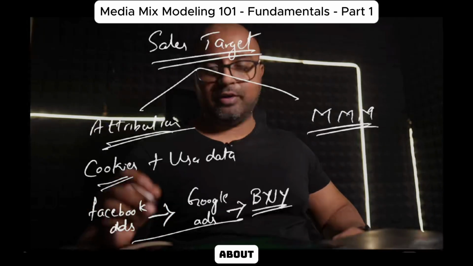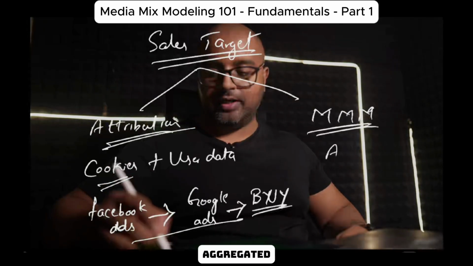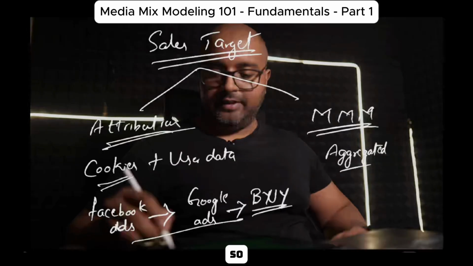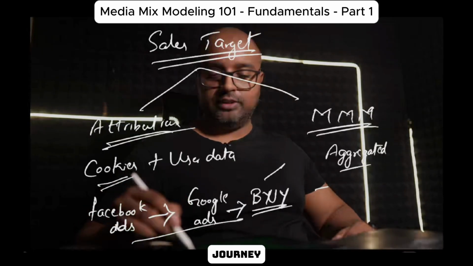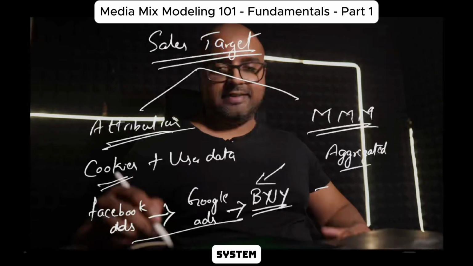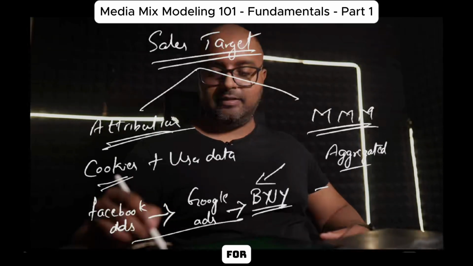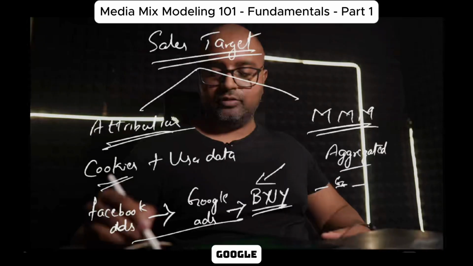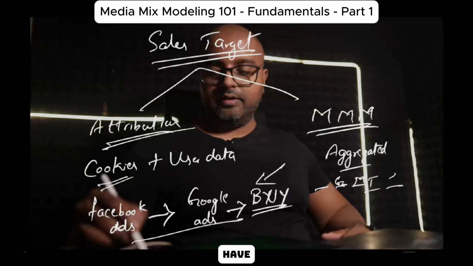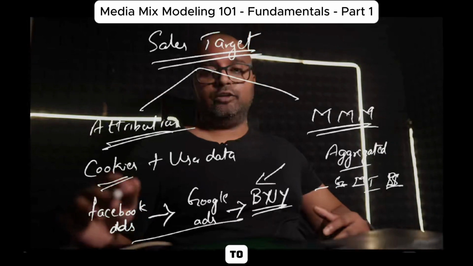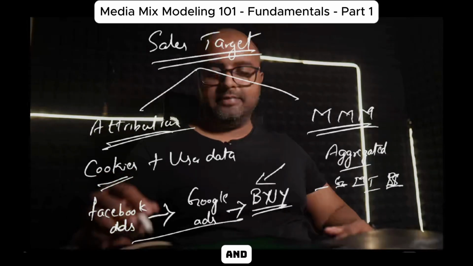The good thing about MMM is that we are using only aggregated data. And what does aggregated data mean? You just need weekly spend. You're not going as deep into the user journey like we did over here. If your system provides weekly data for each of the channels, so maybe this is Google, this is Meta, and then maybe TV ads, and then you have the revenues, that's all you need to build an MMM model and get some output.